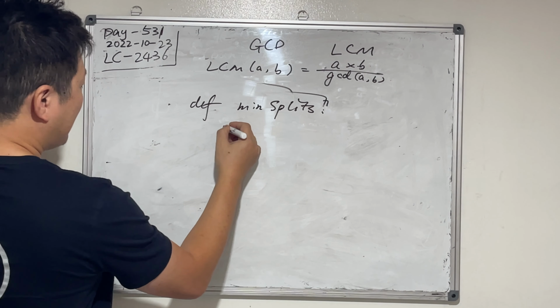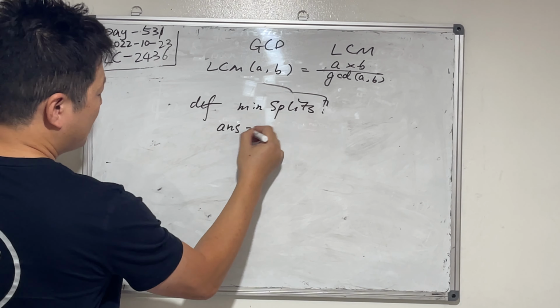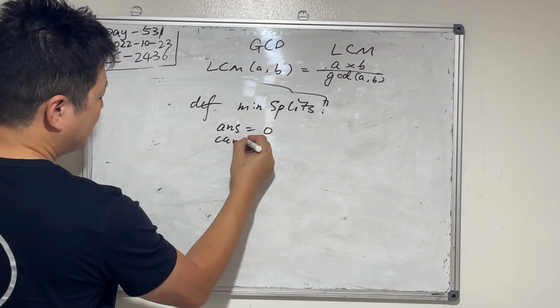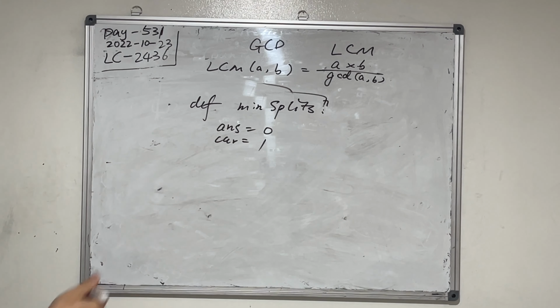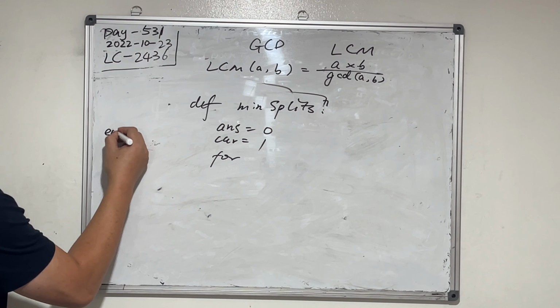Define minimum split. Okay, so at the beginning, answer equals 0. Current GCD, let's set it to 1. Okay, we can go through the numbers, right?